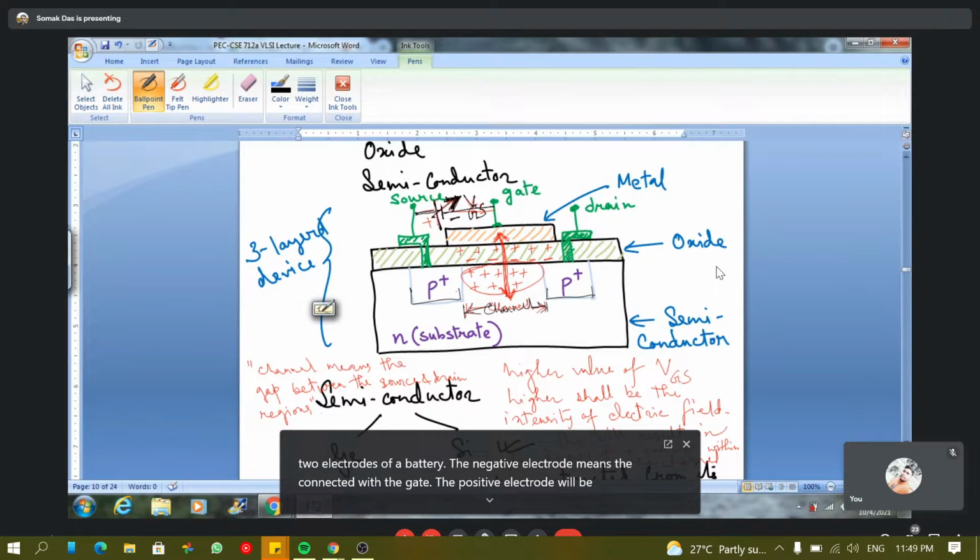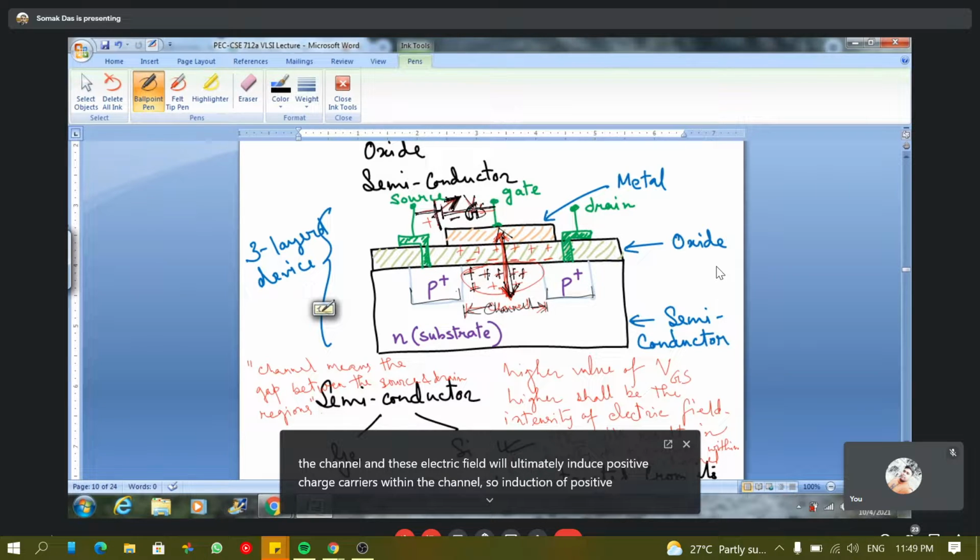If this is the alignment of the connected battery, then the VGS value, you increase the value of VGS, or rather you provide a specific value of VGS, there will be a creation of an electric field perpendicular to that of the channel. So what is the direction of the electric field? It will be perpendicular to that of the channel. And this electric field will ultimately induce positive charge carriers within the channel. So induction of positive charge carriers happens.